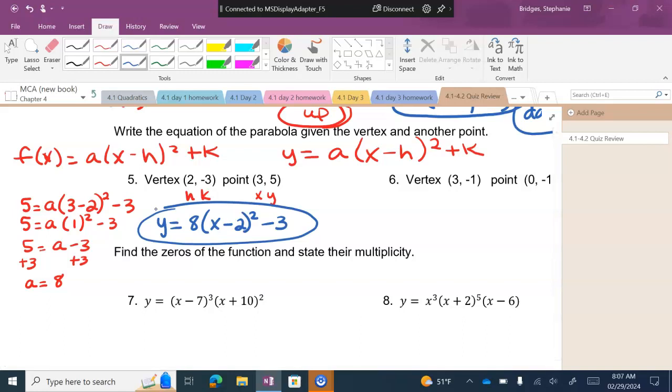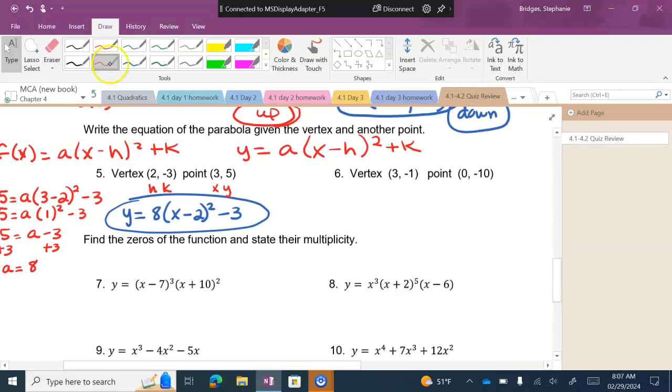So it's 1 squared times a, not minus 3. Multiplication comes before subtraction. Okay. So you square the 1, multiply by a. Okay. Is everybody kind of okay with that one? All right.